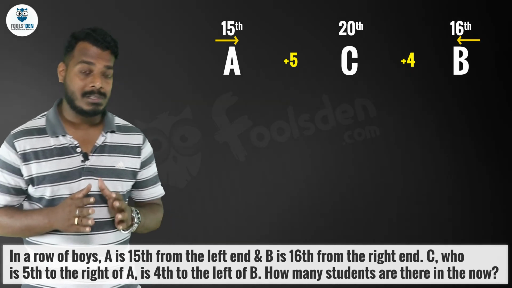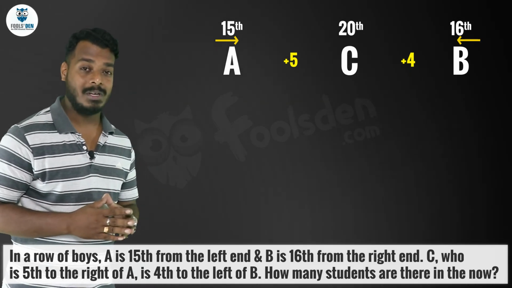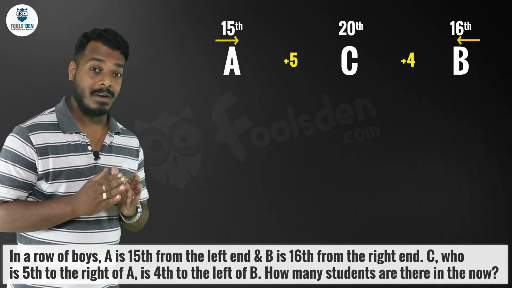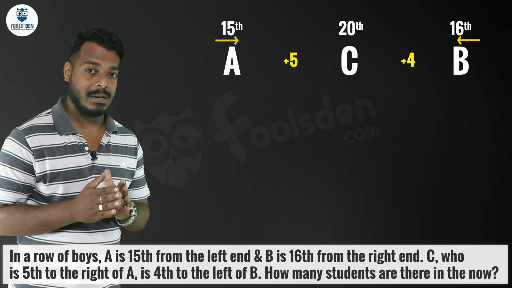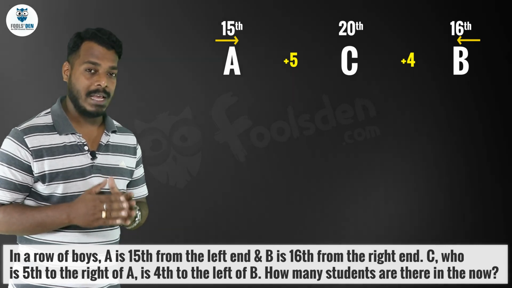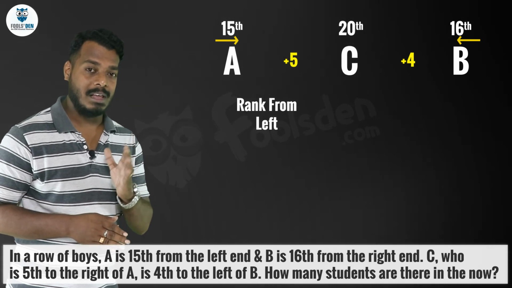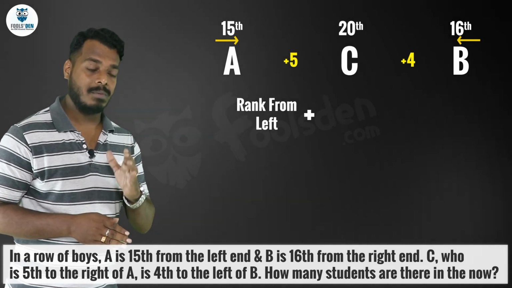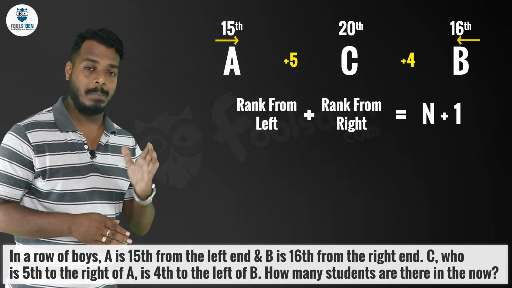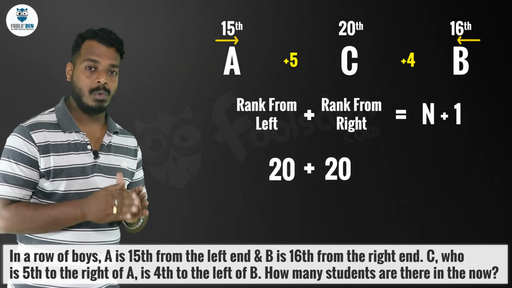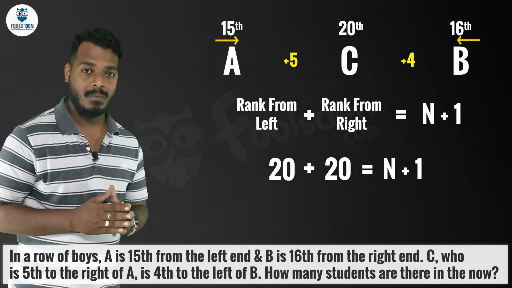So now let's try to apply the concept that we have learned so far. If you see the position of C, rank of C from the left end is 20 and from the right end again is 20. So we know that rank from the left end plus rank from the right end is equal to n plus 1. That is 20 plus 20 is equal to n plus 1. So n would be equal to 39.